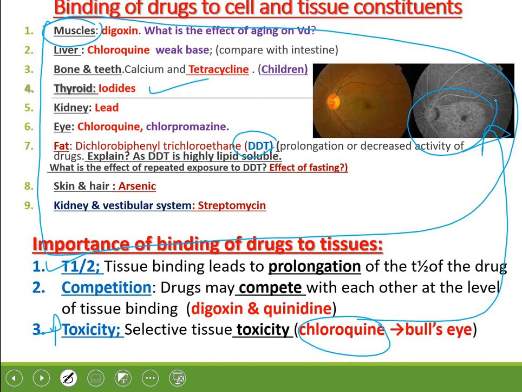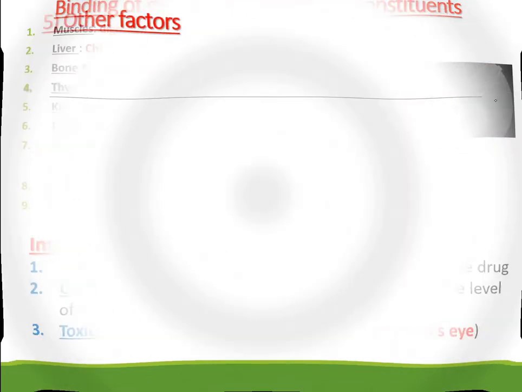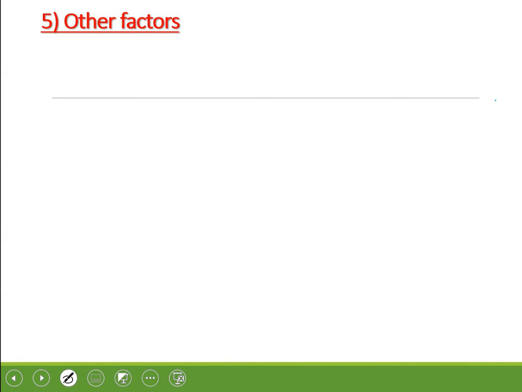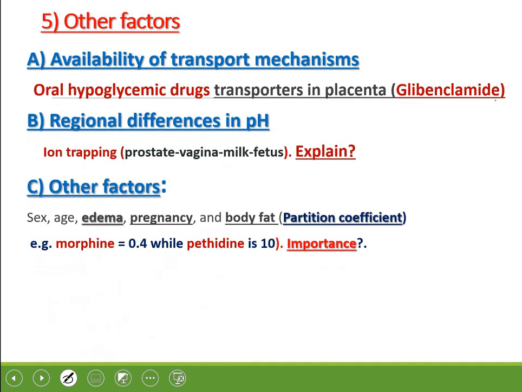So some drugs go and sit at particular tissue sites and can create problems for you. So you shall inform your patient about all these possible adverse drug effects. Like quinolones, which produce toxicity, so you will tell your patient, do not go out in the sun when you are going to take quinolones. These are the other factors, you see.